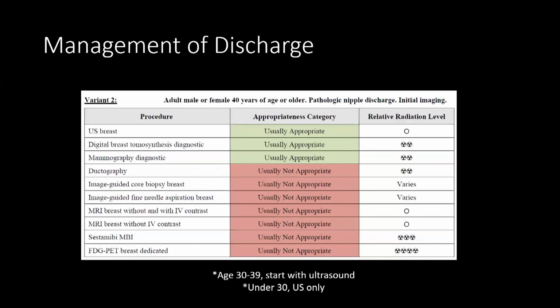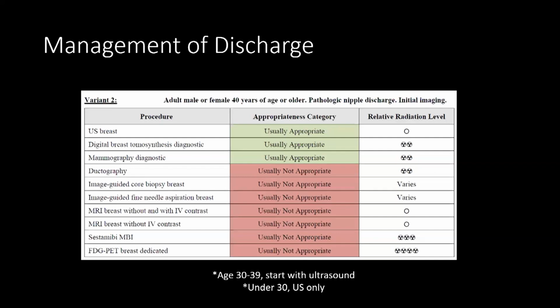The ACR has criteria for how to handle this. For an adult male or female, 40 years or older, with pathologic nipple discharge, initial imaging with ultrasound of the breast is usually appropriate. Digital breast tomosynthesis diagnostic is usually appropriate. Mammography diagnostic is usually appropriate. And everything else, ductography, image-guided core biopsy or FNA, MRI, or sestamibi, is usually not appropriate.